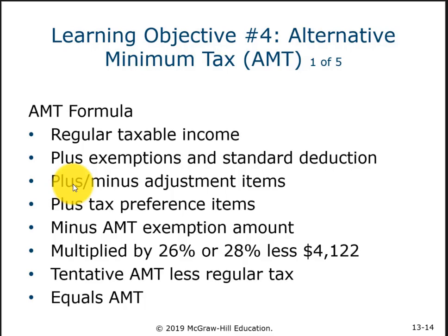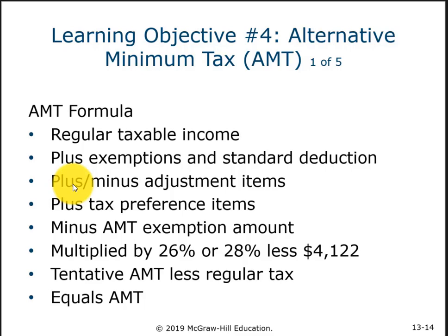These are usually items, many of them are kind of obscure, but some of them affect a lot of taxpayers. Typically, what it does is it makes your alternative minimum taxable income higher than your regular taxable income. So most of the time they're additions, but not always. Sometimes they may be an addition one year and then a subtraction the next. They're listed on the form, and we'll take a look at Form 6251 in a minute or two and see what those are.